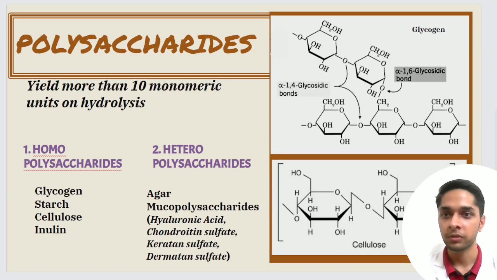Polysaccharides are the compounds which yield more than 10 monomeric units of monosaccharides on hydrolysis. Now, these can be of two types: homopolysaccharides, which have the same type of monosaccharide in the repeating unit, or heteropolysaccharides, which give more than one unit in their repeating chain.